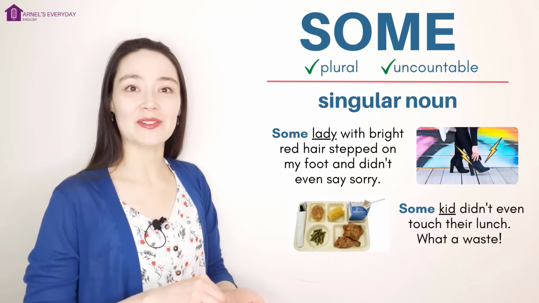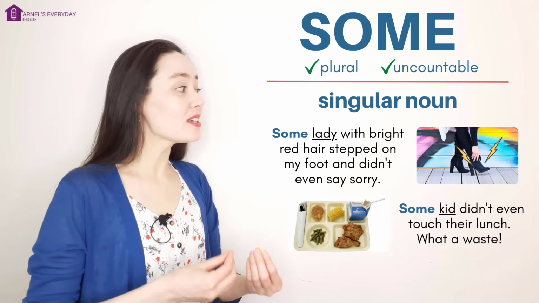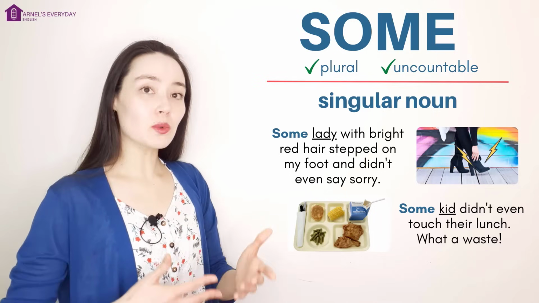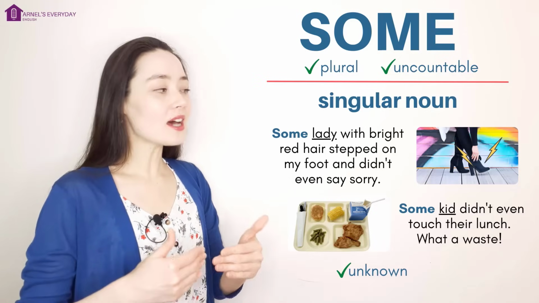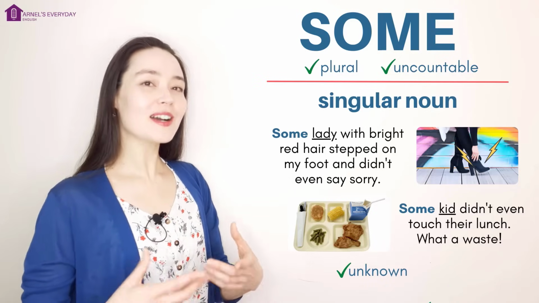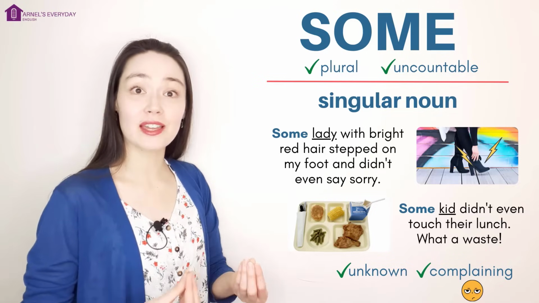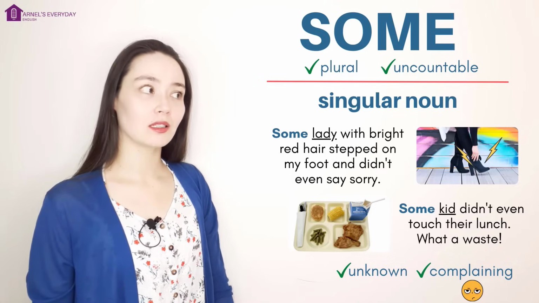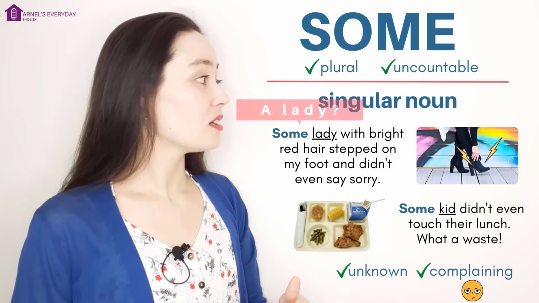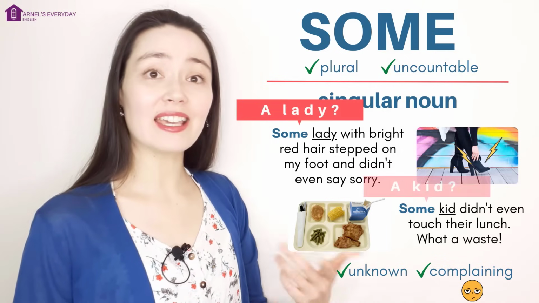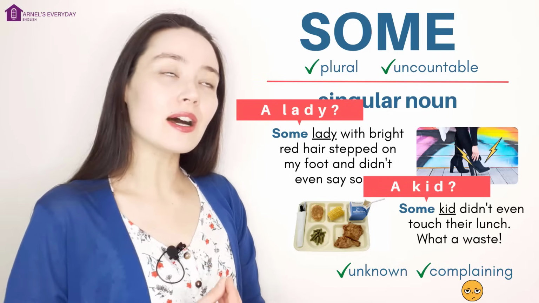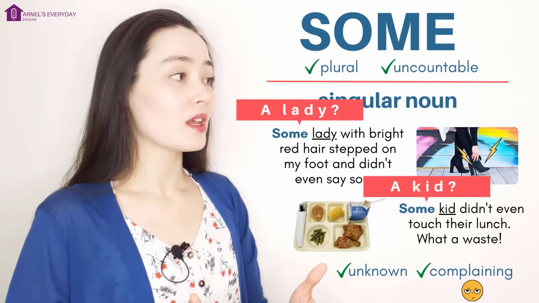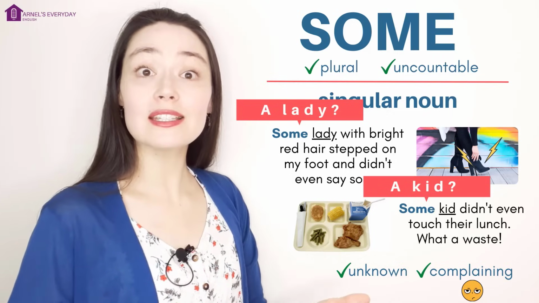Some plus singular noun. We can use some in this way if the person or thing we're talking about is unknown. It's unknown, and we're also complaining. There's a little bit of anger there. Can I just say a woman? A kid? Of course, that's grammatically correct, but that feeling of something being unknown or something irritating us isn't really there.